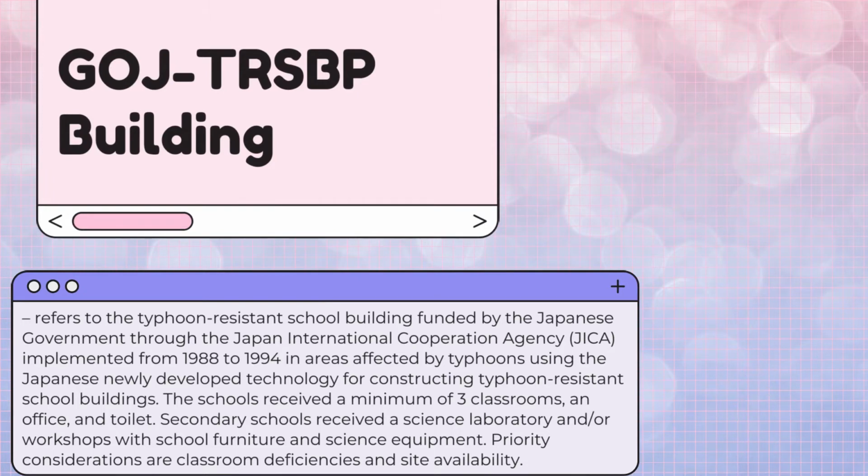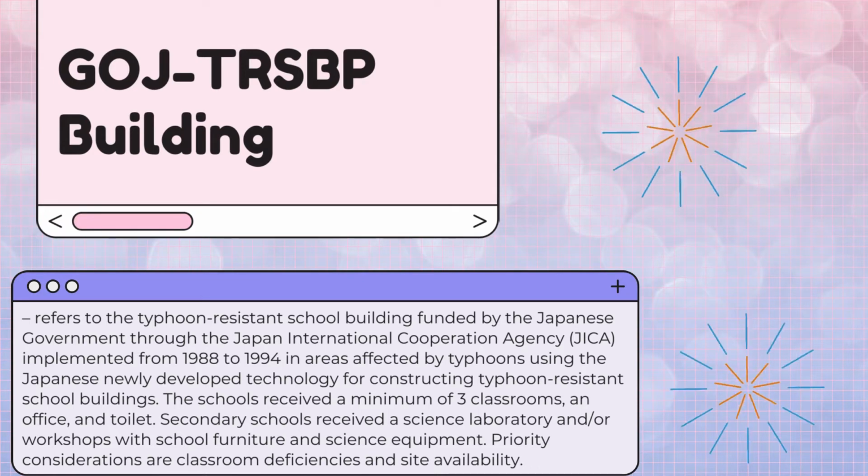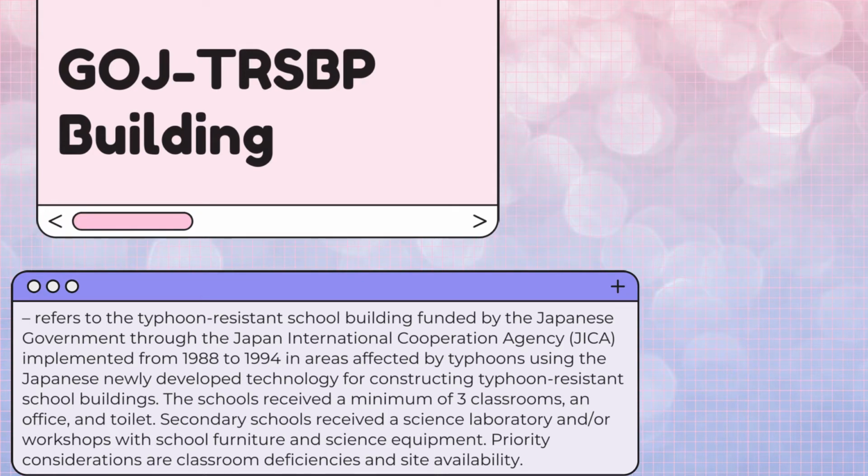This building refers to typhoon-resistant school building funded by the Japanese government through the Japan International Cooperation Agency or JICA, implemented from 1988 to 1994 in areas affected by typhoons, using the Japanese newly developed technology for constructing typhoon-resistant school buildings. The school received a minimum of 3 classrooms, an office, and a toilet. Secondary schools receive a science laboratory and a workshop with school furniture and science equipment. Priority considerations are classroom deficiencies and site availability.